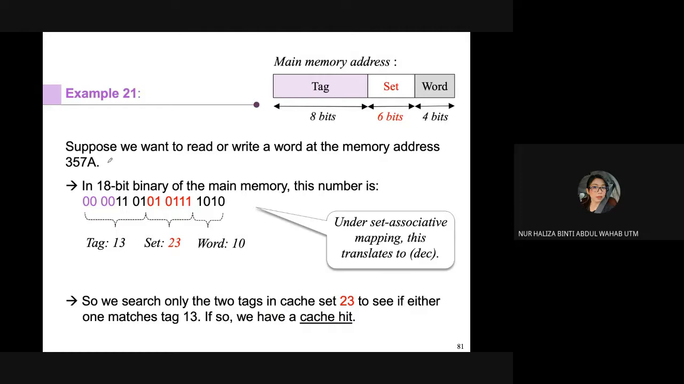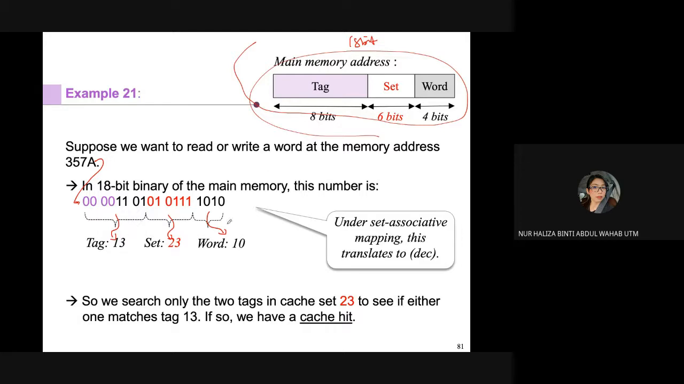357A. What do you need to do first? You need to convert to binary. And this is the question that already gives you. So altogether it is 18 bits, and you need to separate it into 4 bits, this one 6 bits, and then this is another 8 bits. And this value, of course, you need to later change into hexadecimal to put into your table.